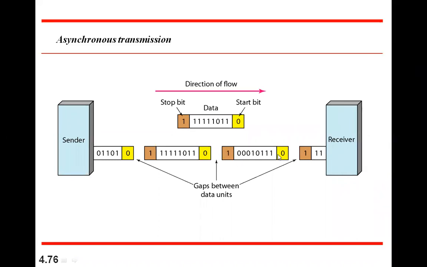Okay, so that's why the total becomes 10 bits for sending a character. But these characters may come to the sender at any time, so the gap between one character and the next need not be uniform. Maybe one character comes now, the second character may come after a few minutes, the next can come after a few hours. So the gap is not uniform here.